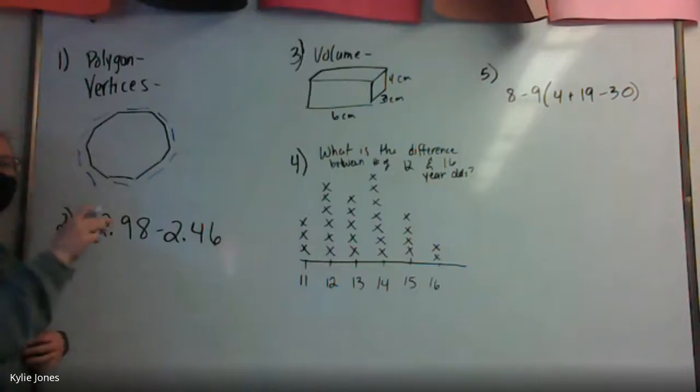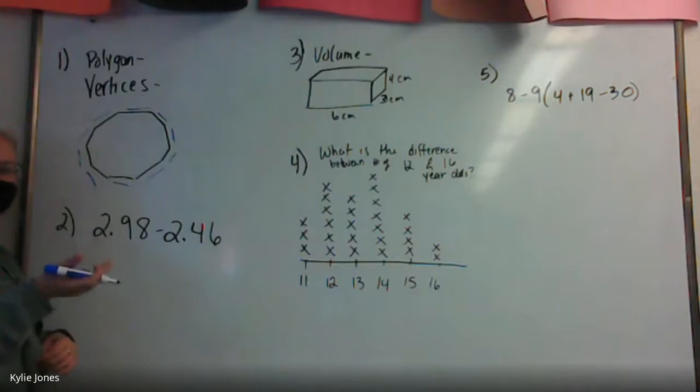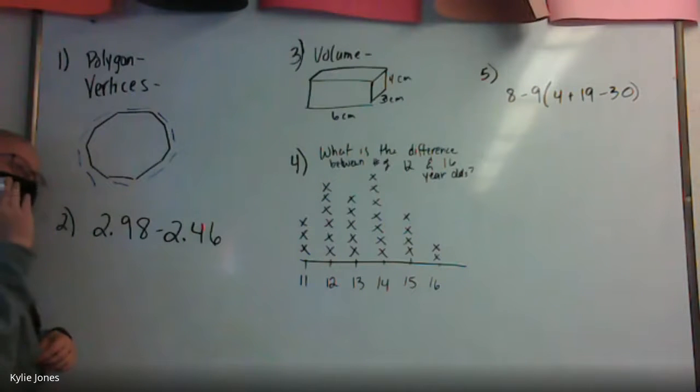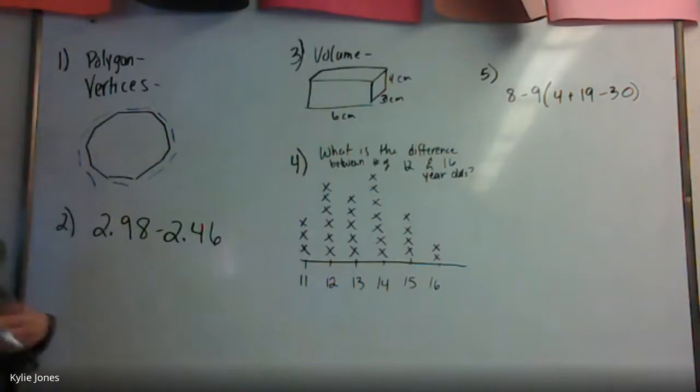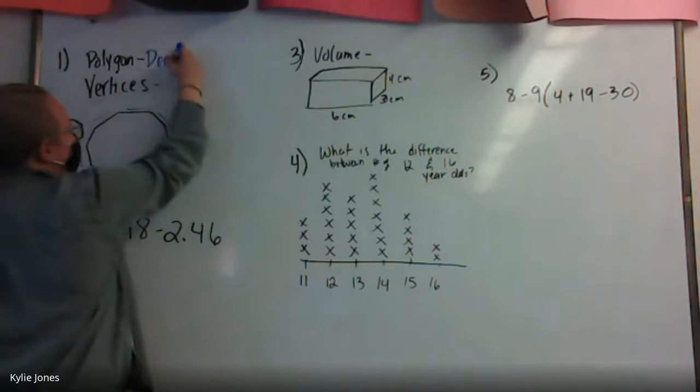Not a pentagon. Hexagon is 6. Septagon is 7. Octagon is 8. Nonagon is 9. Any ideas what 10 is? Decagon. Close. A decagon. Like a decade is 10 years. A decagon is 10 sides. So it's decagon.